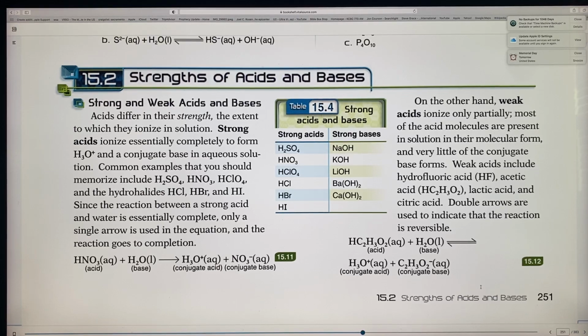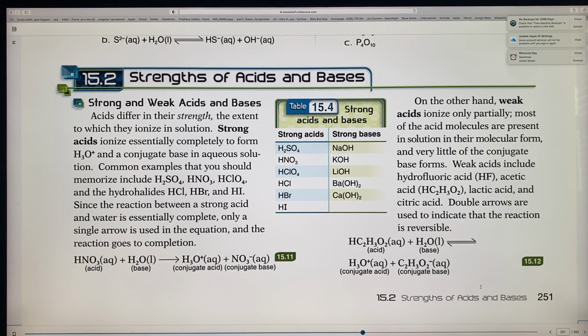So we're in Chemistry in 15, section 2, and we've been talking about acids and bases. In this section, we're going to talk about whether an acid is a strong acid or a weak acid, or a strong base or a weak base. They differ in their strength, and the strength determines how they ionize in solution.